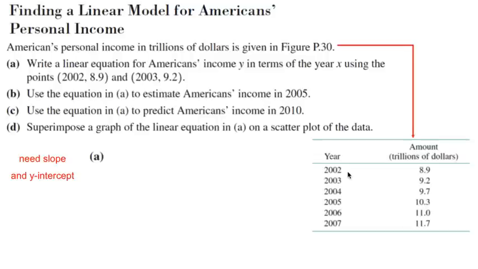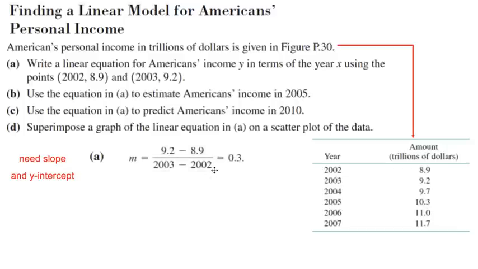For our last slide, we're going to look at finding a linear model for Americans' personal income based on a data table. And it says Americans' personal income in trillions of dollars is given in this data table right here. Write a linear equation for Americans' income y in terms of the year x using these 2 points, using our first 2 data points right here. So those first 2 data points, we need to find the slope so that we can write the line.